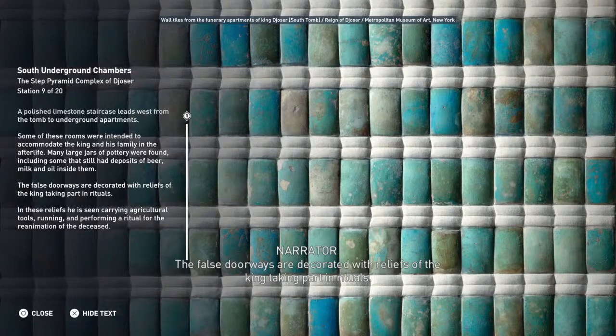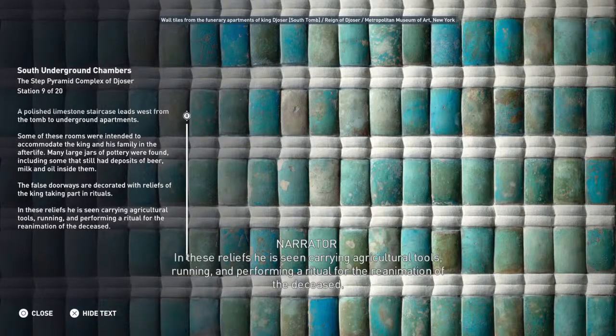The false doorways are decorated with reliefs of the king taking part in rituals. In these reliefs, he is seen carrying agricultural tools, running, and performing a ritual for the reanimation of the deceased.